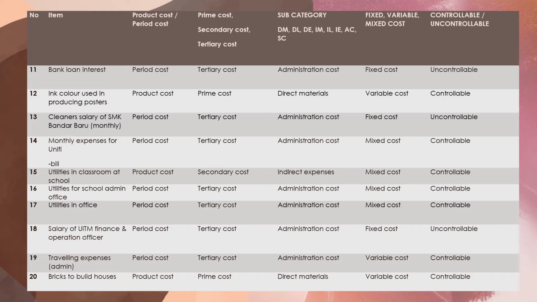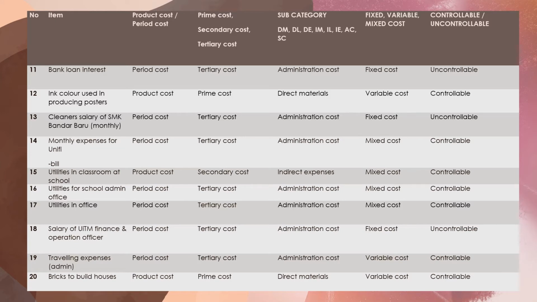Utilities for school admin office and utilities in office, period cost, tertiary cost, administration cost, mixed cost, and controllable. Salary of UiTM Finance and Operation Officer, period cost, tertiary cost, administration cost, fixed cost, and uncontrollable. Traveling expenses for admin, period cost, tertiary cost, administration cost, variable cost, and controllable.